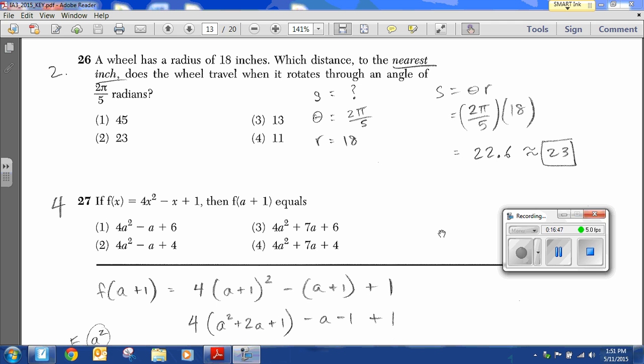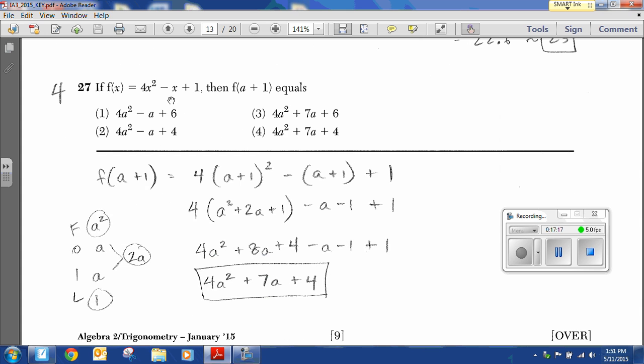Number 26 is your classic S equals theta R type of problem. Which distance to the nearest inch does the wheel travel when it rotates through an angle of 2 pi over 5 radians? So, S is what we're trying to find out. Theta is 2 pi over 5, and the radius is 18. We simply plug it in. We end up with about 23. Number 27.